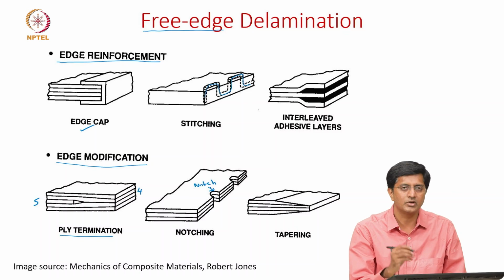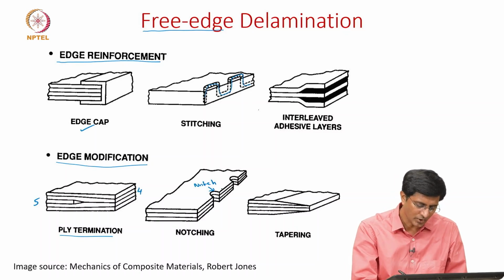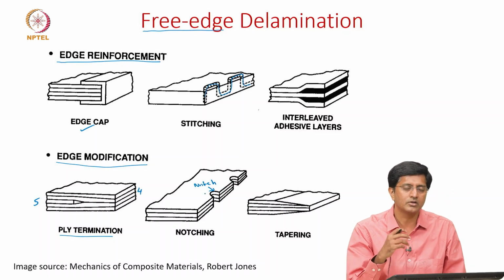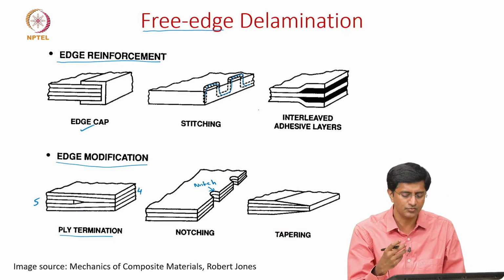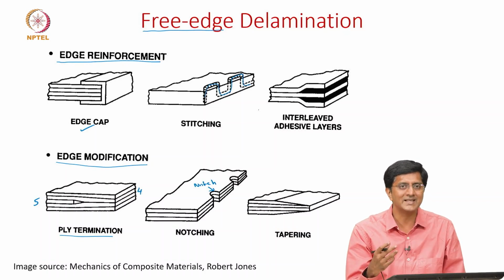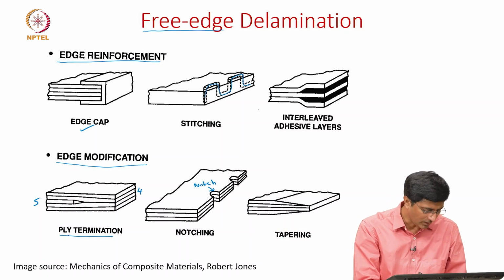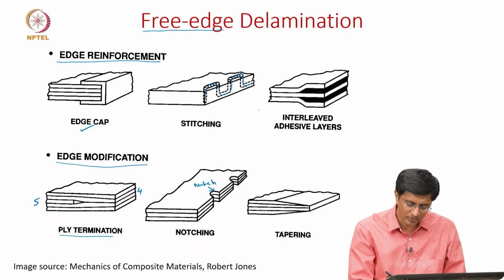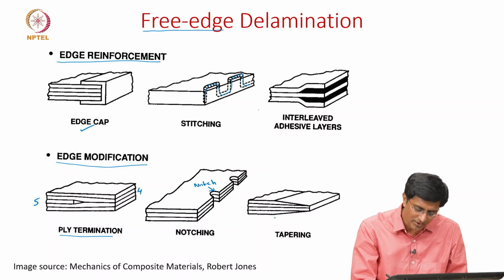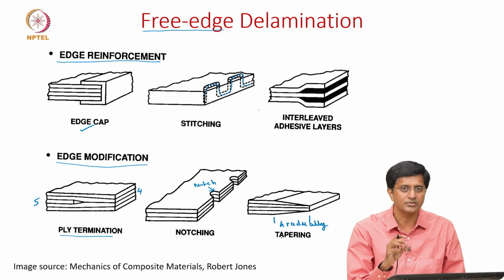Why do we introduce notches? Because that reduces the stresses in the peripheral region. So around the notch, the stress concentrations are reduced, which means the effective stresses are less. Since the effective stresses are less, it is less prone to fracture. And tapering is also in a way related to this ply termination, but the only difference here is we are gradually decreasing the thickness. So let's say this is the zone where we gradually decrease the thickness of the plate.